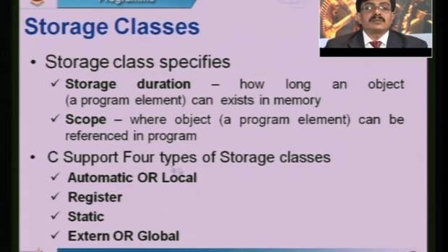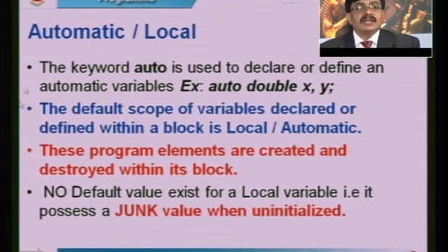Now C supports basically 4 types of storage classes. One is automatic or local, or the register variable, or the static variable, or external or global variables. These are the 4 types of storage classes that C basically supports. With respect to the automatic or local variables, we can use the keyword auto to declare that a variable is local.